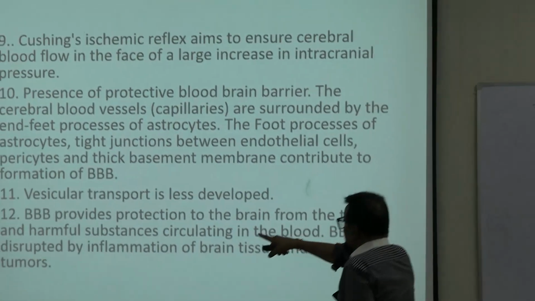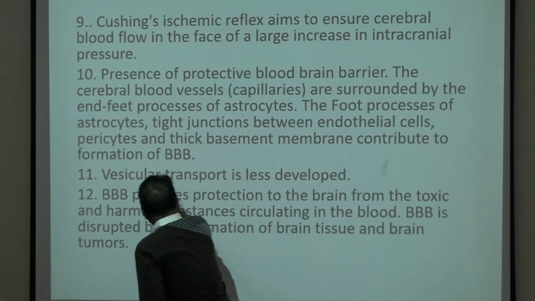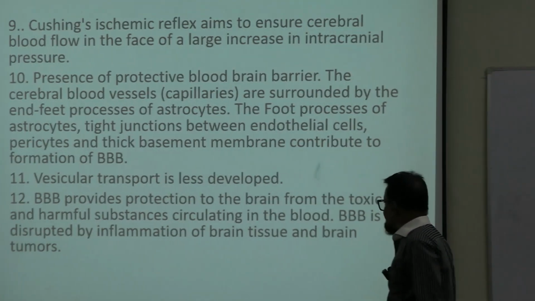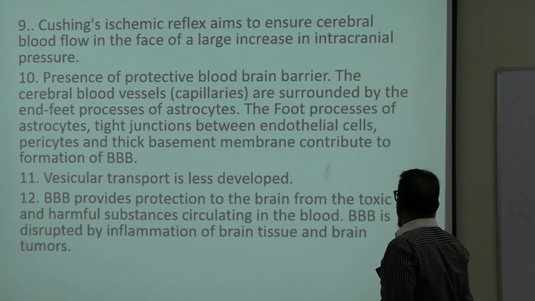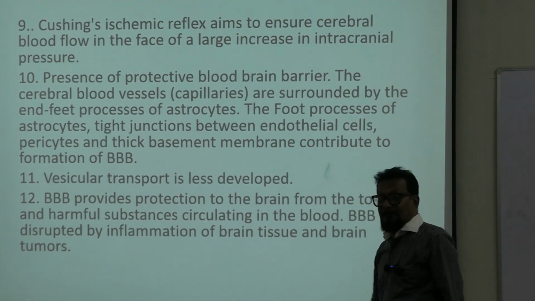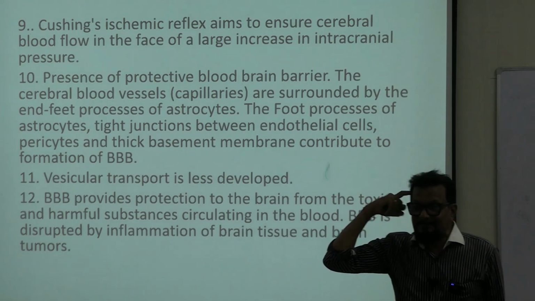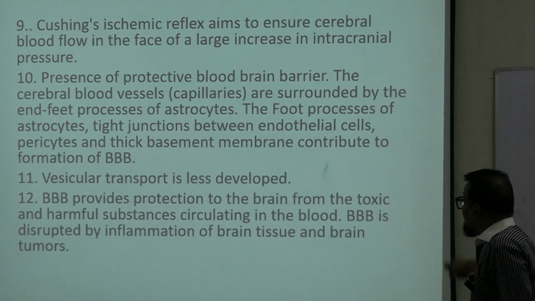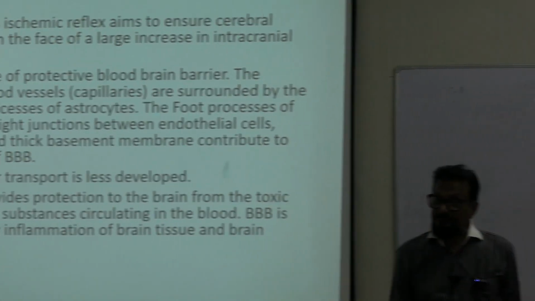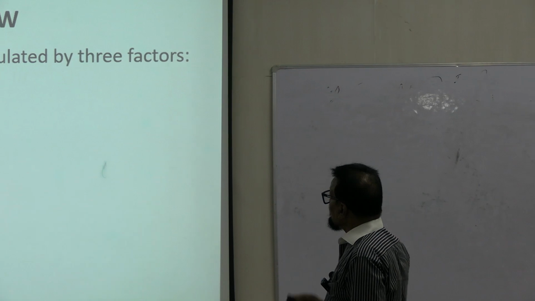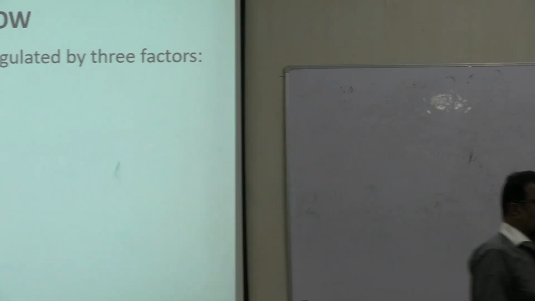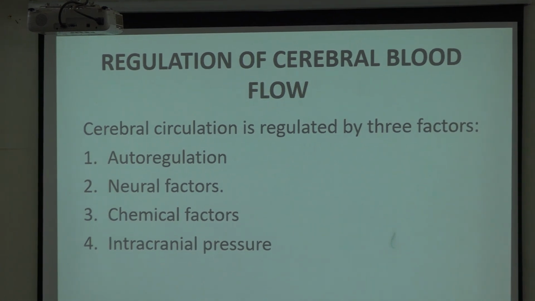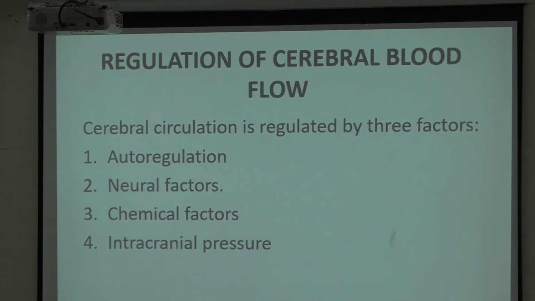And the blood-brain barrier provides protection to the brain from the toxic and harmful substances circulating in the blood. The blood-brain barrier is disrupted when the brain is infected or inflamed, and in brain tumors. Now, we have finished the specialties of coronary cerebral circulation, special features.